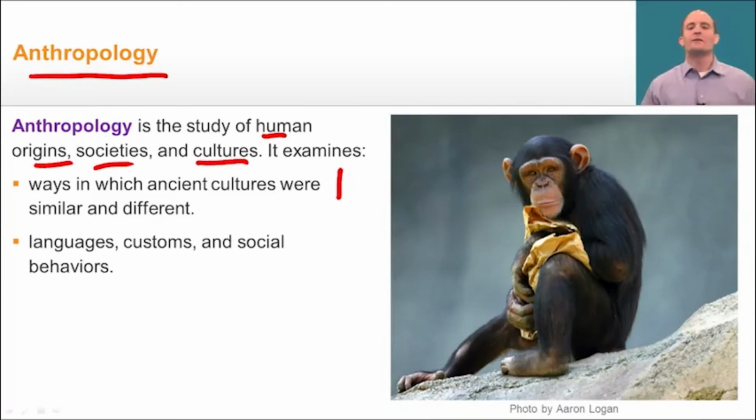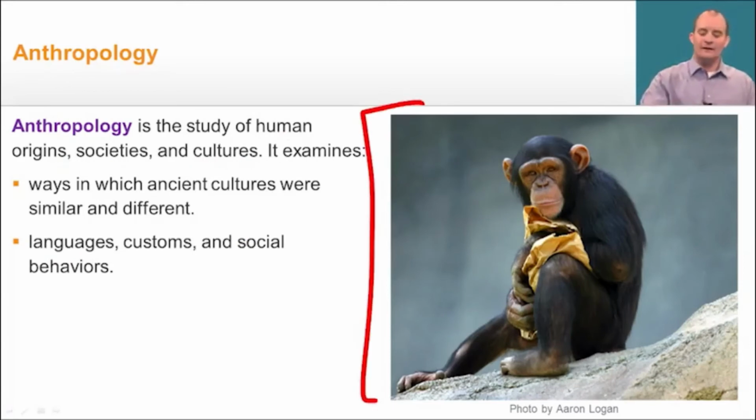The first is the way that ancient cultures were similar and different. How was a culture in ancient Europe similar or different from a culture in ancient China, for example? The second thing that an anthropologist examines are languages, customs, and social behaviors as well. They may take a look at a group of monkeys and compare how a monkey group would socialize to a group of human beings, for example.